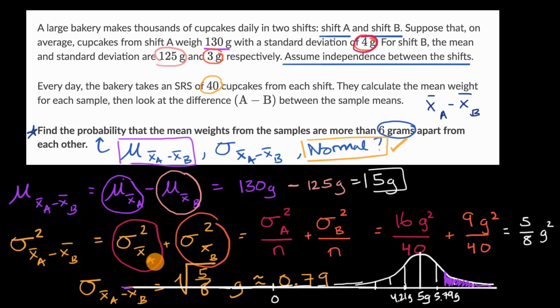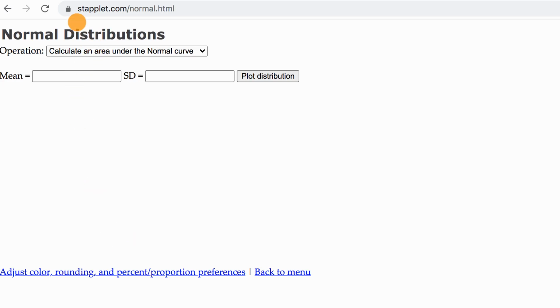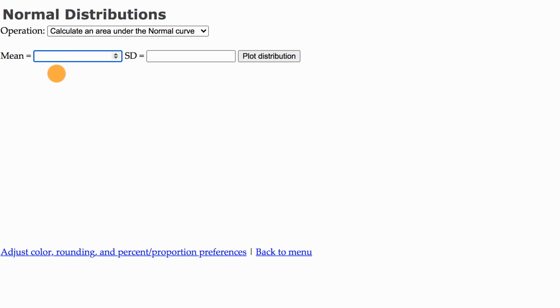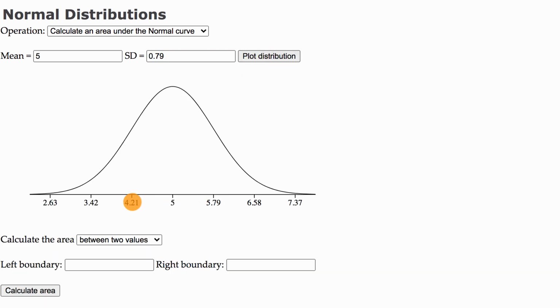Now you could do that with a z-table, and we've done that in many examples before, or we could use some type of online tool or online calculator. So this is at a site, stapplet.com/normal.html, and what we can do is, we know we have a normal distribution that has a mean of 5 grams, a standard deviation of 0.79, and then we can plot the distribution. There we have it. And then we can calculate the area outside of a region. And for that region, the left boundary would be -6, and then the right boundary would be 6.